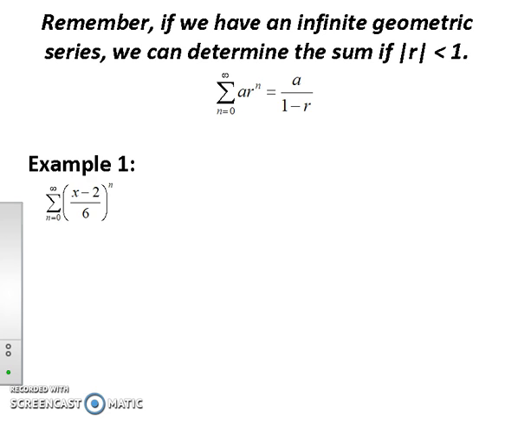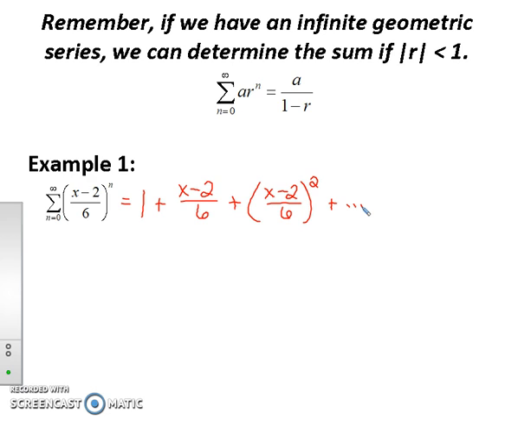So for example here, I have the sum from n equals 0 to infinity of x minus 2 over 6 raised to the nth power. This is the sigma notation for a power series. If I wrote out some of the terms of it starting with n equals 0, I would have 1 plus x minus 2 over 6 to the first plus x minus 2 over 6 to the second, and so on and so forth, like that.